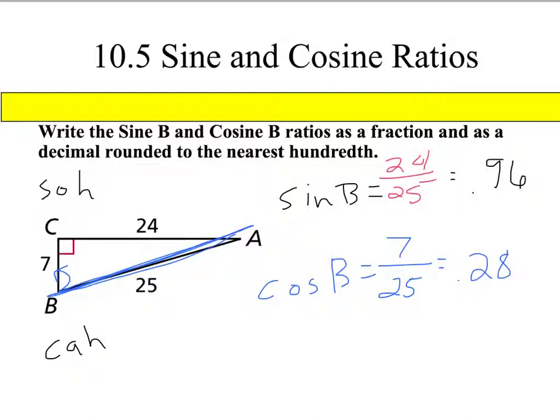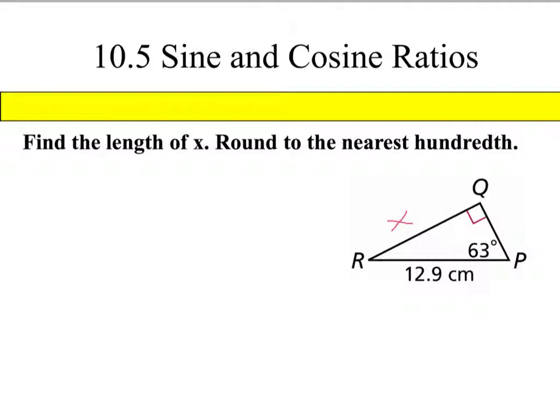All right, here we go. We're going to move on. Now we're really going to get into some numbers. We are going to be finding x and rounding to the nearest hundredth. Given the information, I want you to come up with which ratio you think you should use, then plug that into an equation and solve for x. We're talking about sine or cosine. If I want to find x, which trigonometric ratio am I going to use? Give it a shot.